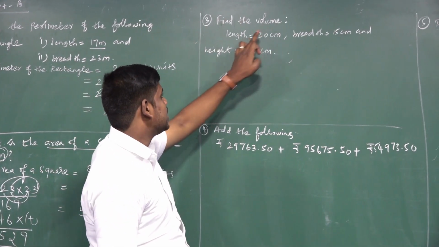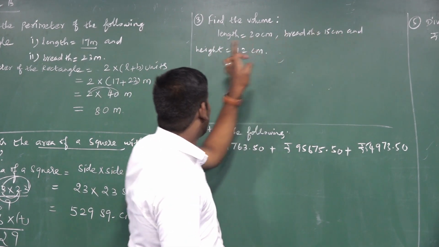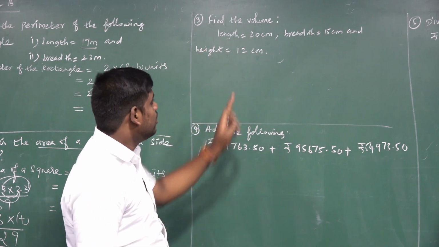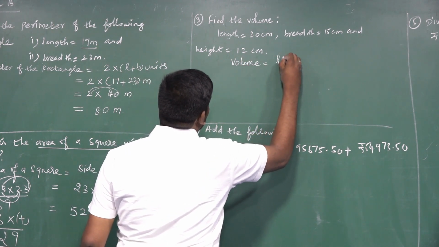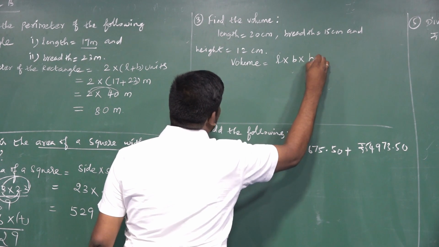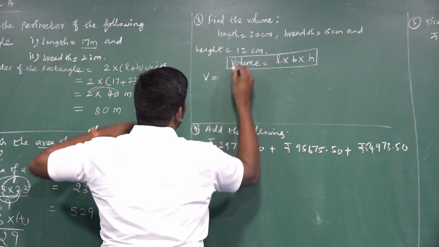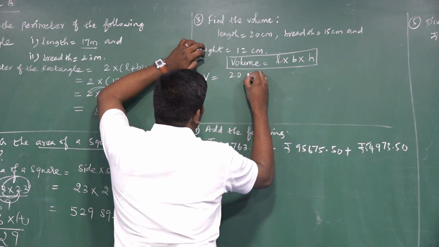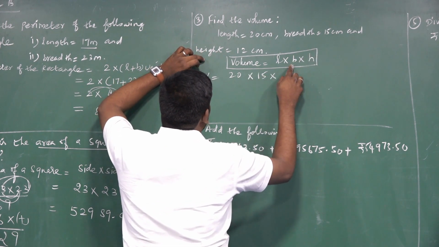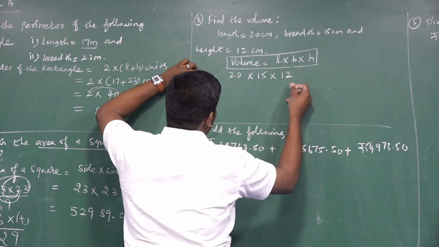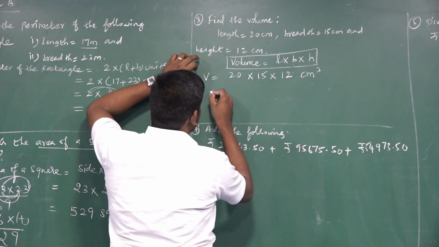Find the volume. See, length is equal to 20 centimeter, breadth is equal to 15 centimeter and height is equal to 12 centimeter. First we have to write the formula for the volume. Volume is equal to length multiply breadth multiply height. This is the formula to calculate the volume. So volume is equal to the value of length 20 centimeter, then breadth 15 centimeter, and then height 12 centimeter. So centimeter into centimeter into centimeter, centimeter cube.